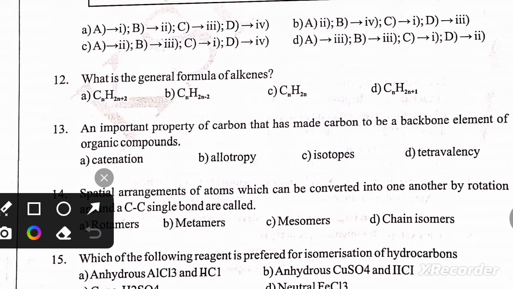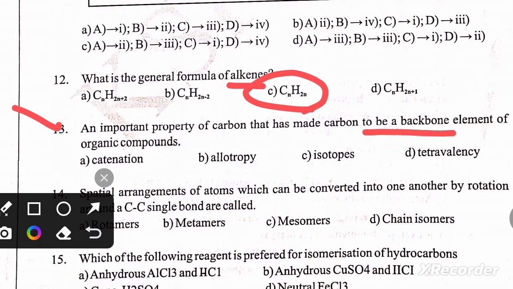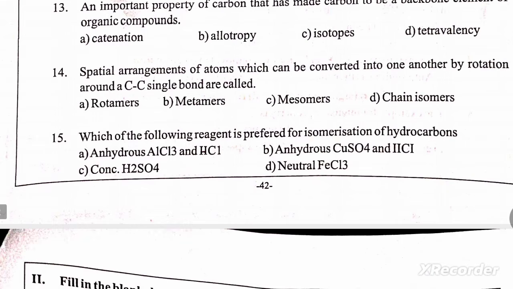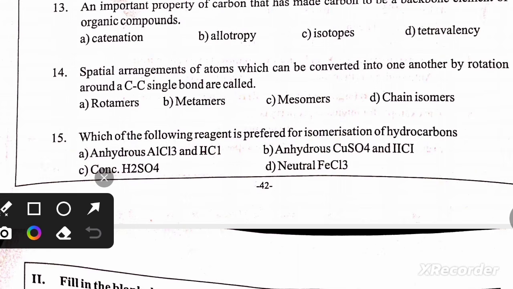The alkene general formula is CnH2n. An important property of carbon that has made carbon the backbone element of organic compounds is catenation. The spatial arrangement of atoms which can be converted into one another by the rotation of a carbon-carbon single bond is known as rotamer.